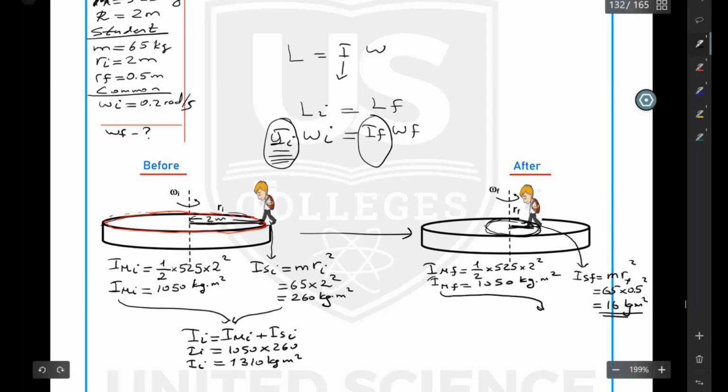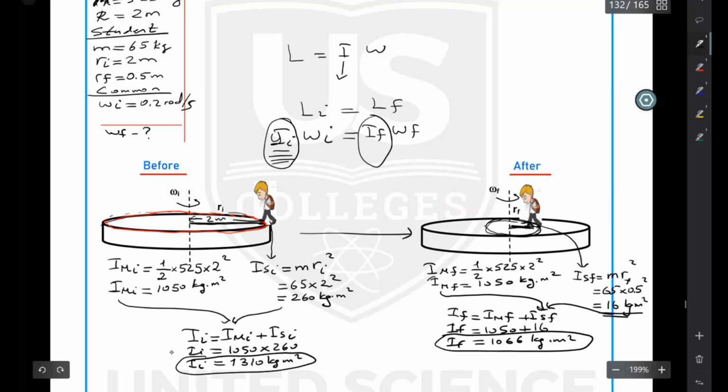But finally, the moment of inertia decreases. But how much? Final moment of inertia, again, is I merry-go-round final plus I student final. Merry-go-round final is 1050, which is not changing because it's a rigid object, plus the student's moment of inertia is decreasing, it becomes 16. When you add them, you will get the result as 1066 kilogram meter squared. Now I calculated the final moment of inertia of the system. I already calculated the initial moment of inertia of the system.